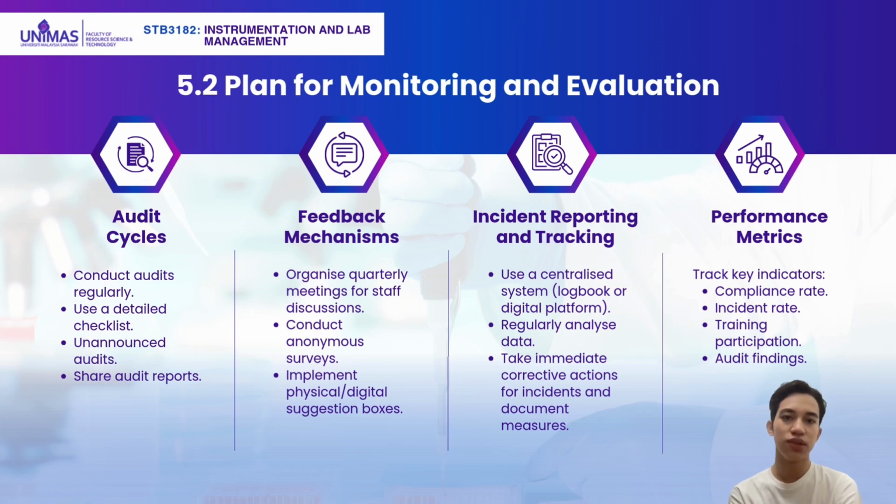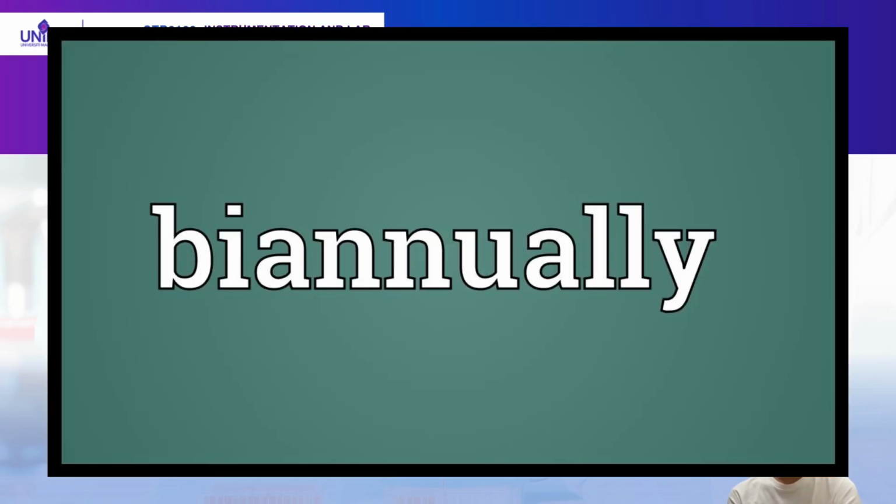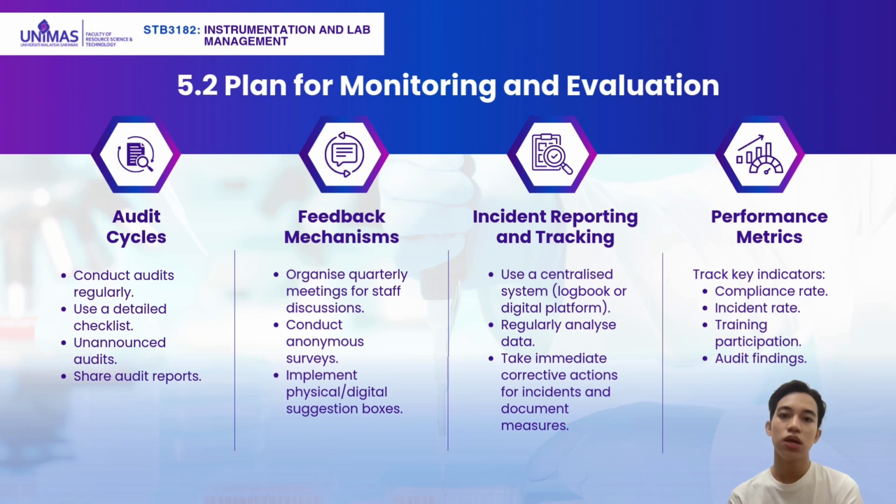As monitoring and evaluation are essential to ensure the effectiveness of safety protocols in laboratories, our plan includes 4 key components. First, the audit cycle. Regular audits conducted quarterly or biannually will assess compliance with safety protocols, covering areas like PPE usage, chemical handling, and emergency procedures. Unannounced audits will provide real-time insights, and detailed reports will highlight strengths, weaknesses, and corrective actions.